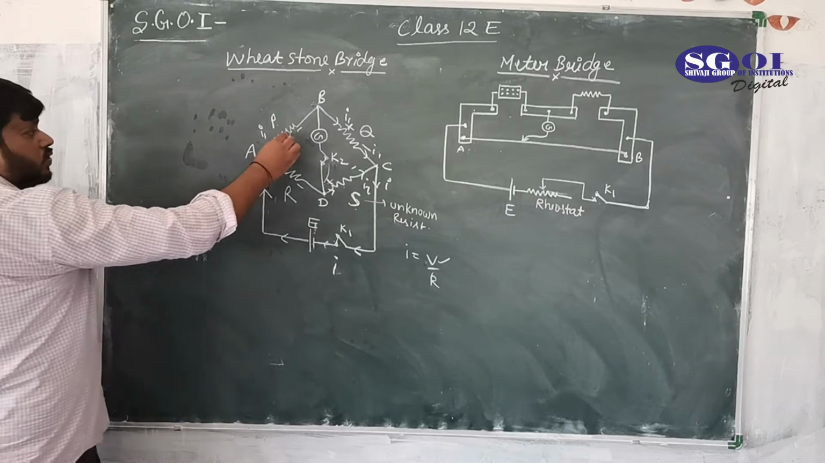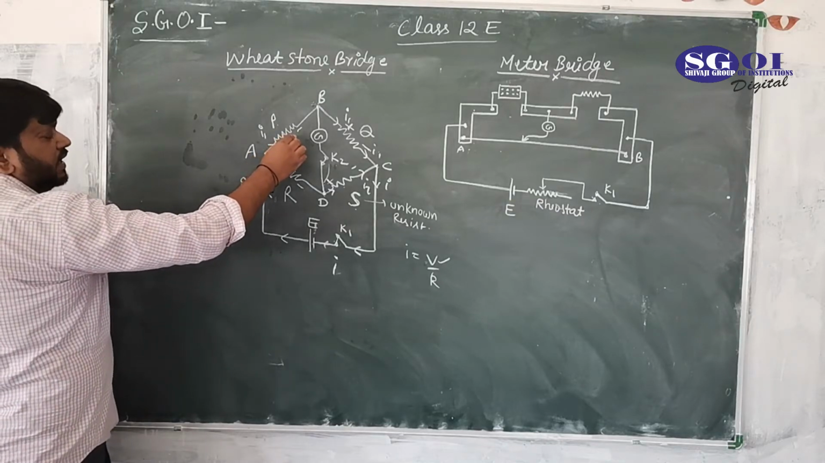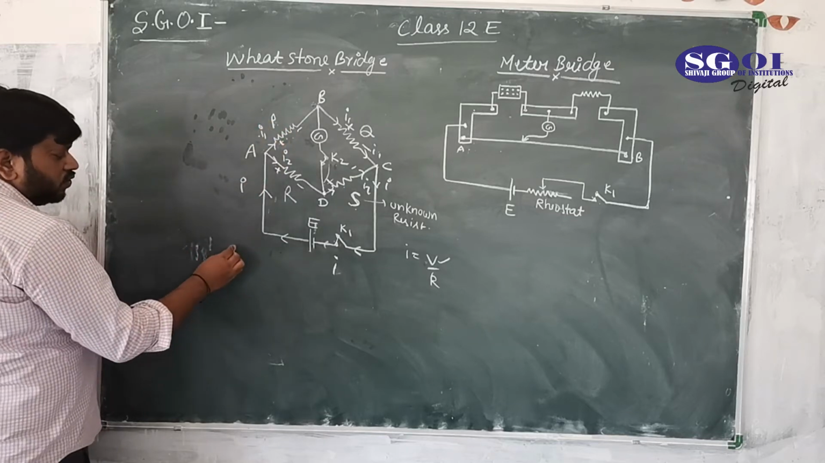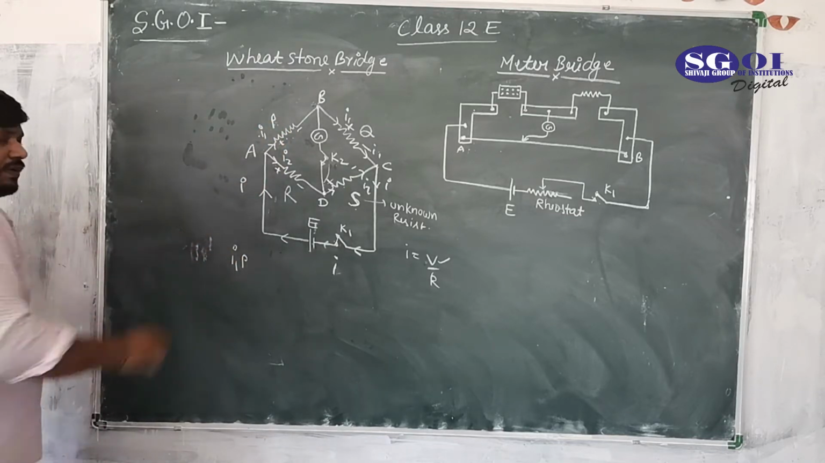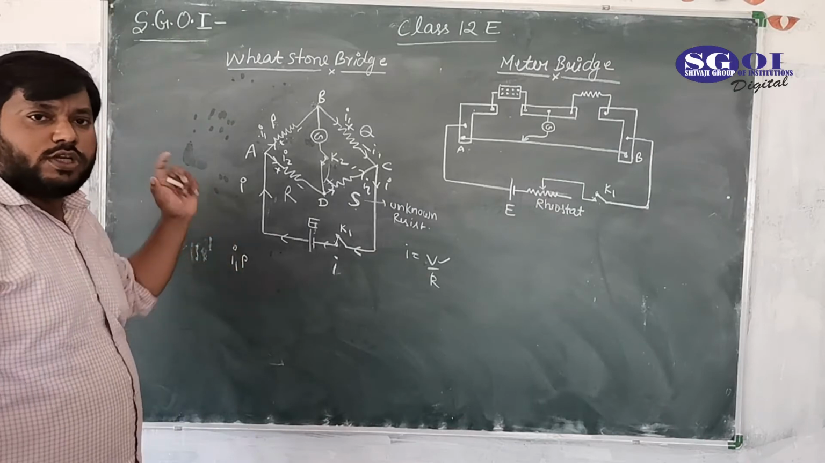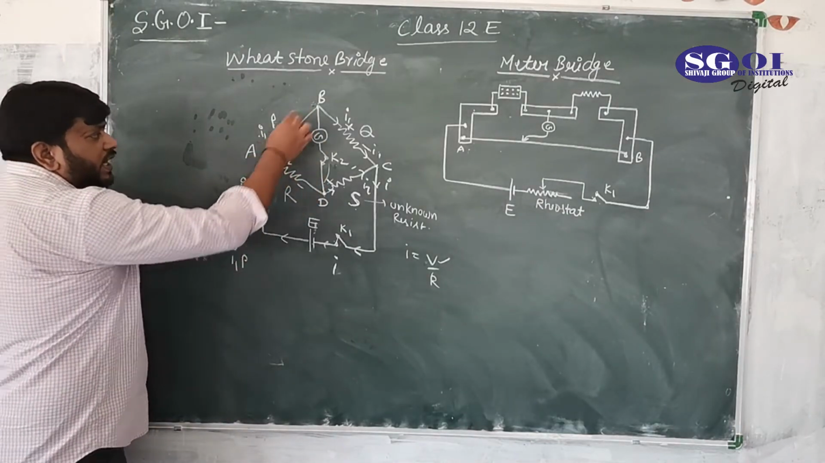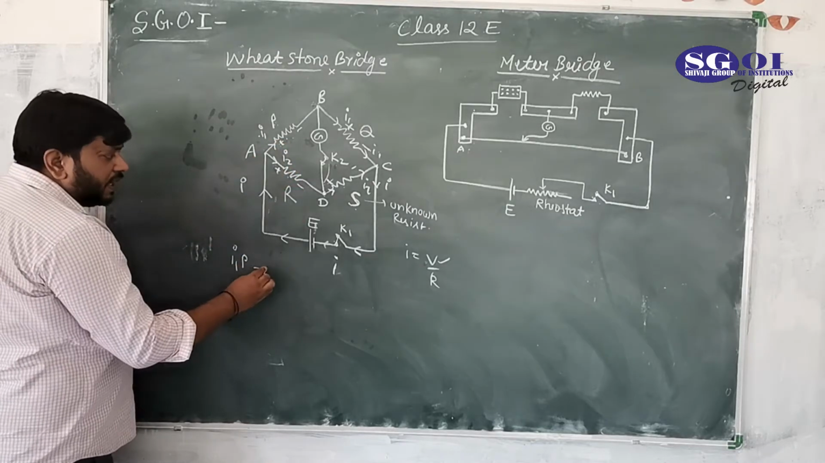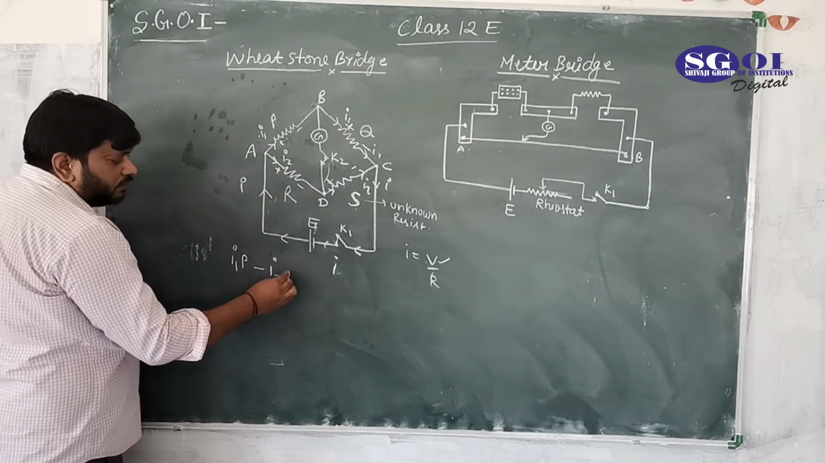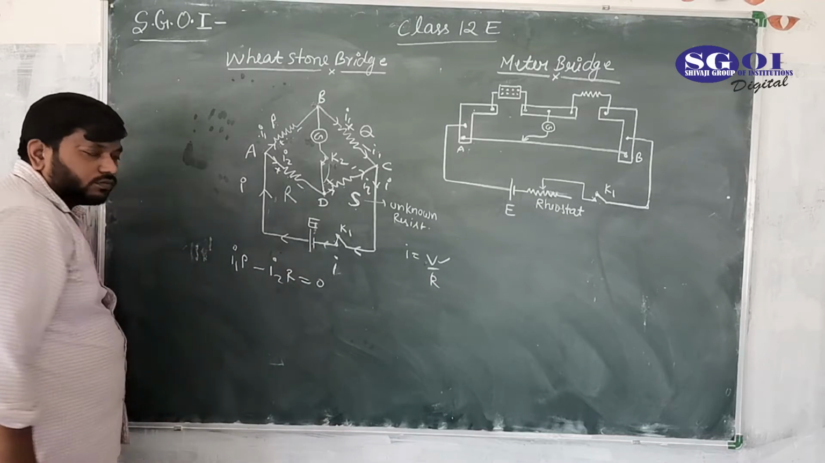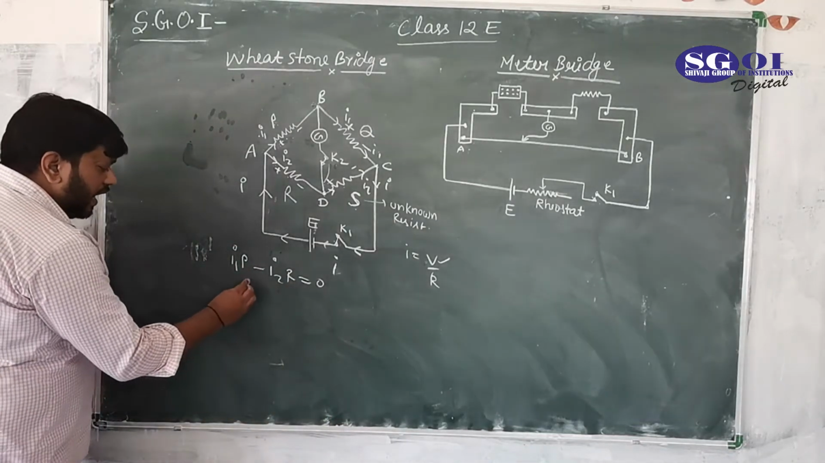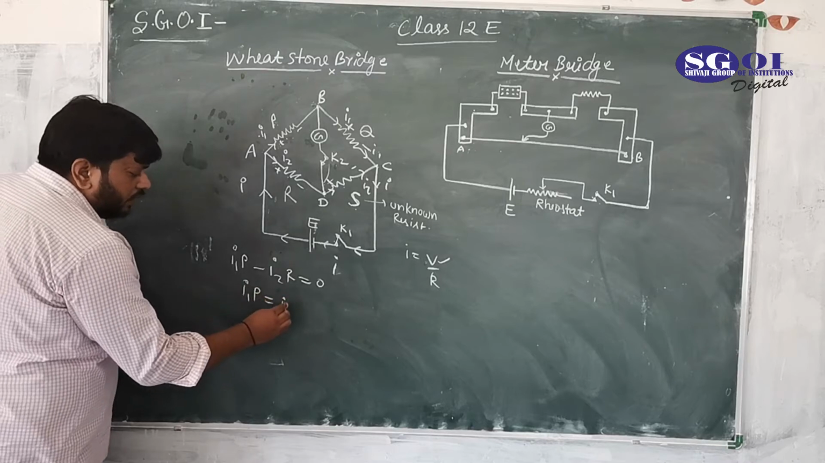Okay. So take this as reference: I1P, where I1 is the current and P is the resistance. So this is I1P. I am taking it as reference. The other potential is plus to plus, so it will be opposite in direction, and it becomes minus I2R. I1P minus I2R equals 0, and we can say I1P equals I2R.